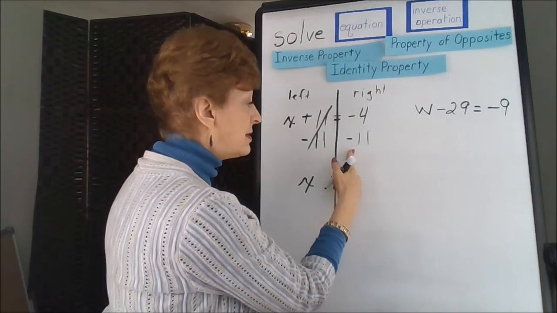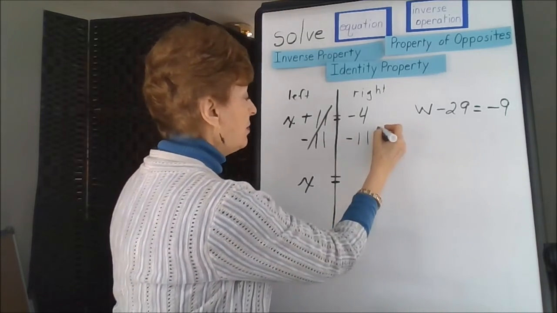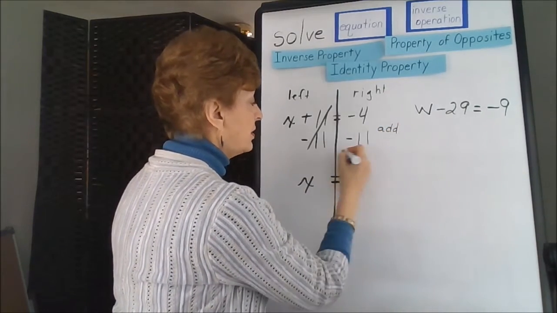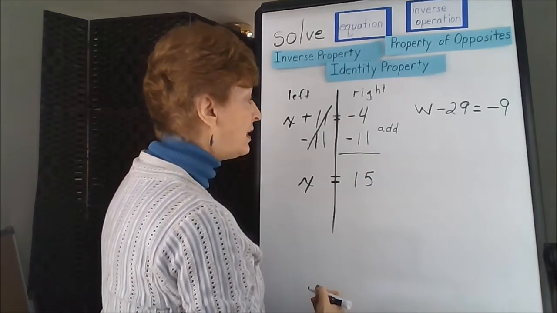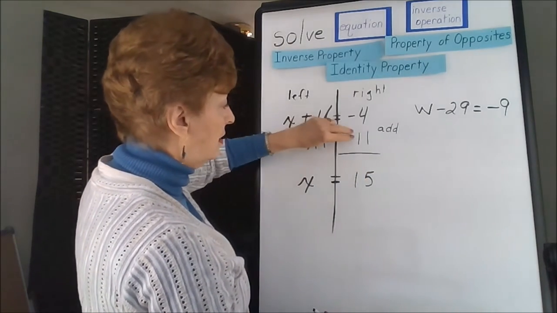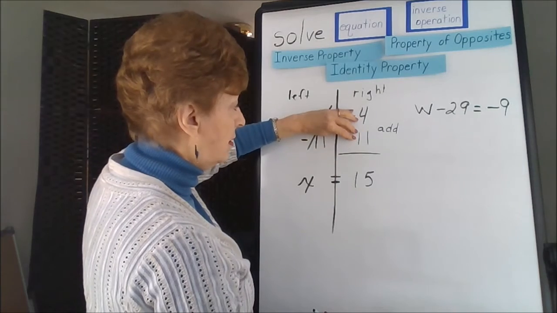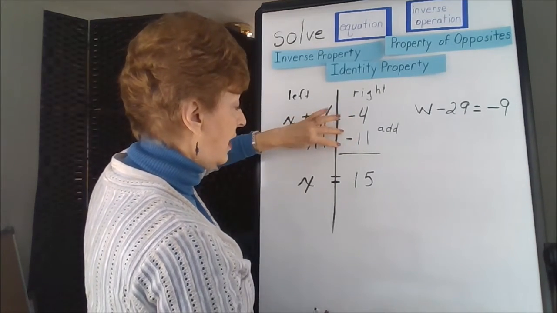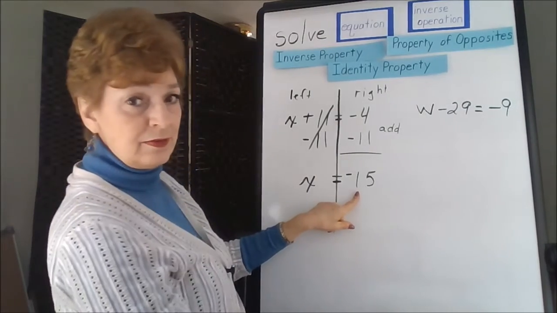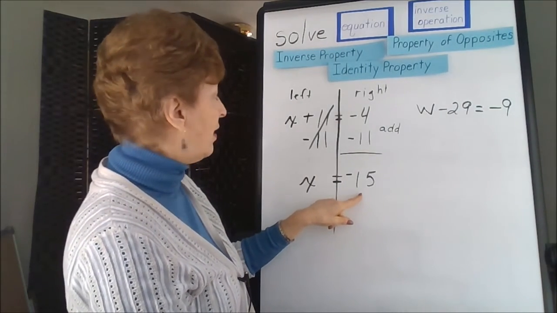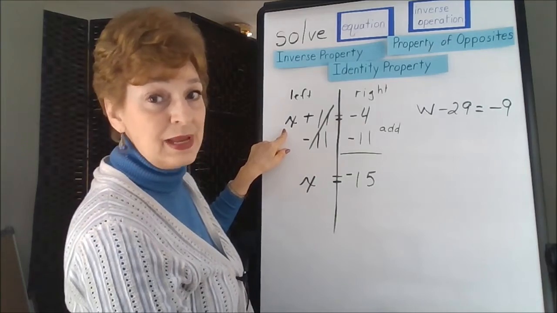Are the signs the same? Yes. I'm going to add these two numbers and copy the sign of the larger numeral. 11 is bigger than 4, so I'm going to copy 11's sign. x is equal to -15. I now have found what my x means.